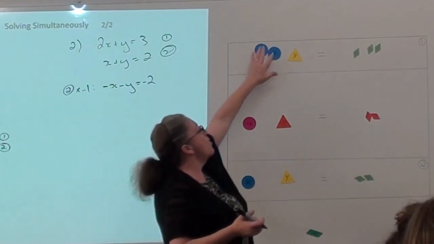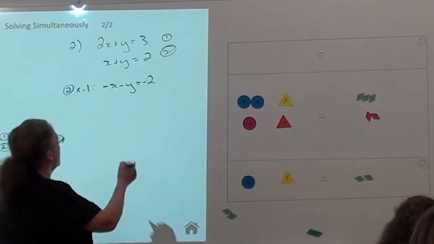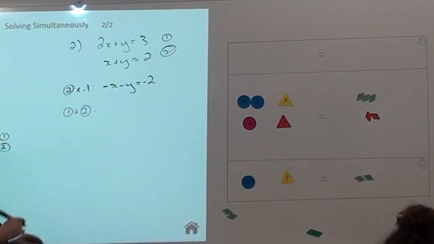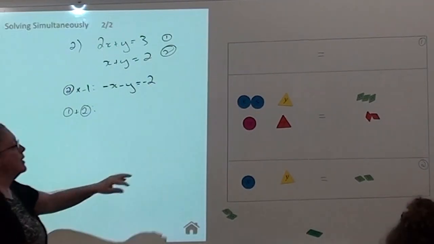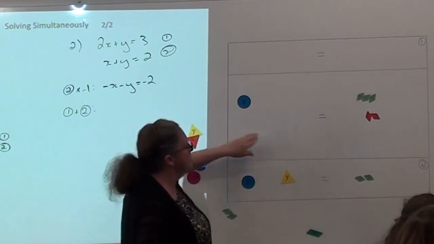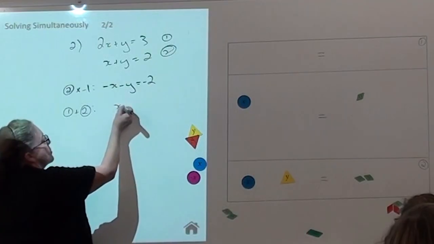Now when I combine the two, so if I get equation 1 and add it to the changed version of equation 2, there we go, I put them together. It's literally just physically pushing them together, combining them. Same shape, opposite sign, cancel. Same shape, opposite sign, cancel. Same shape, opposite sign, cancel. And there's our x equals 1.